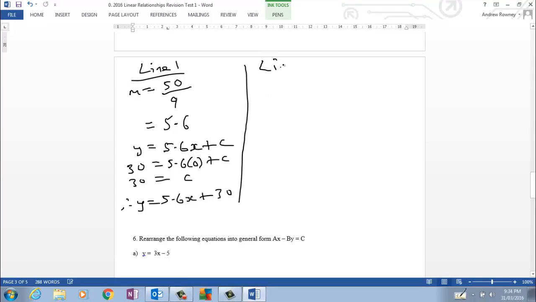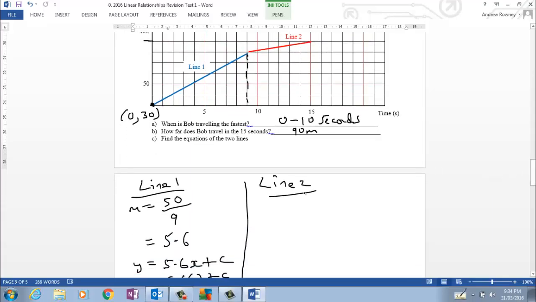Now line 2, go back to the red one, we're going to get the slope of this, and we can use once again rise on run using this triangle. The rise is 10, the run is 1, 2, 3, 4, 5, 6. So 10 divided by 6 is equal to 1.7 rounded off. So our equation is y equals 1.7x plus c.